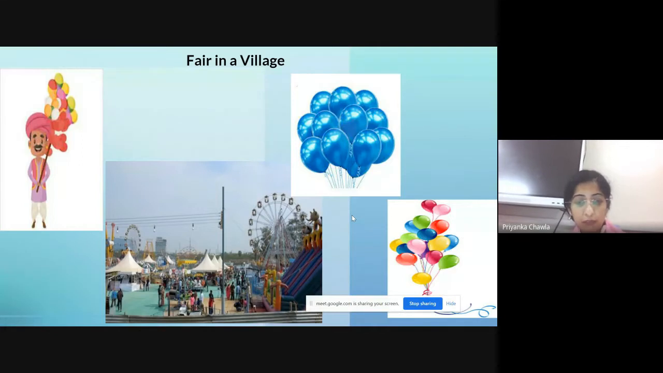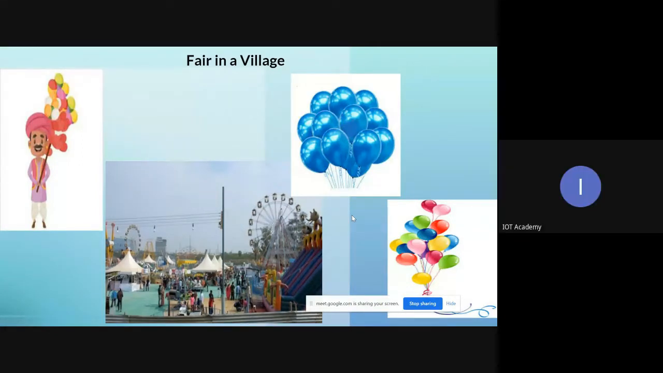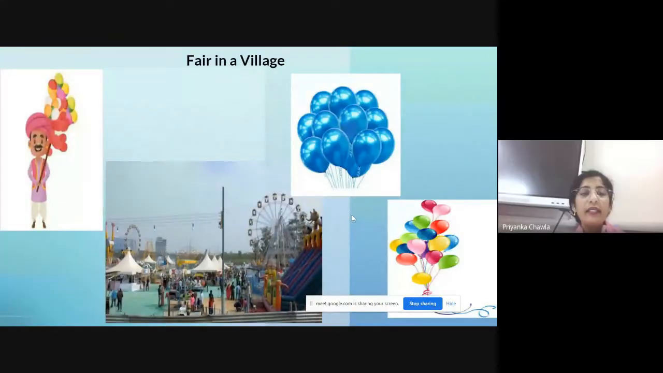Is my voice audible? Yes, ma'am, it is audible. So the idea came into their minds. They realized that no balloon was sold till evening. They both realized that people were not taking interest in taking the balloons from them. So what was the reason behind this? They thought about it, what was the reason behind this?